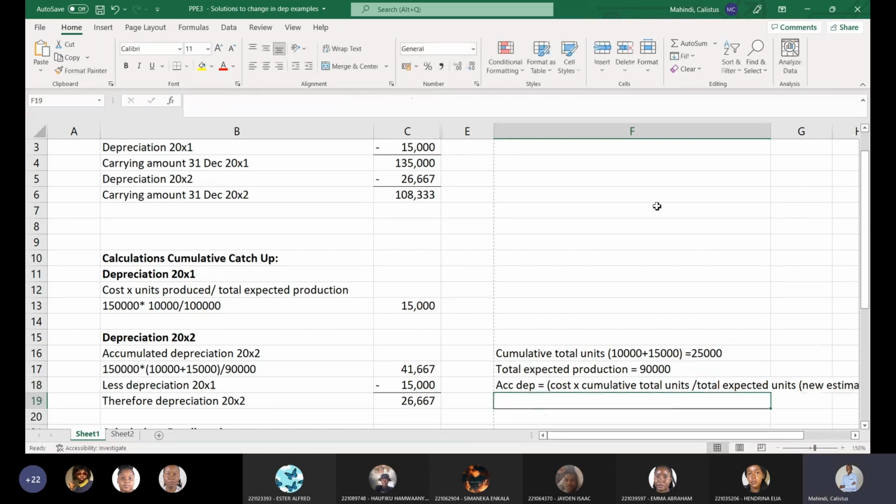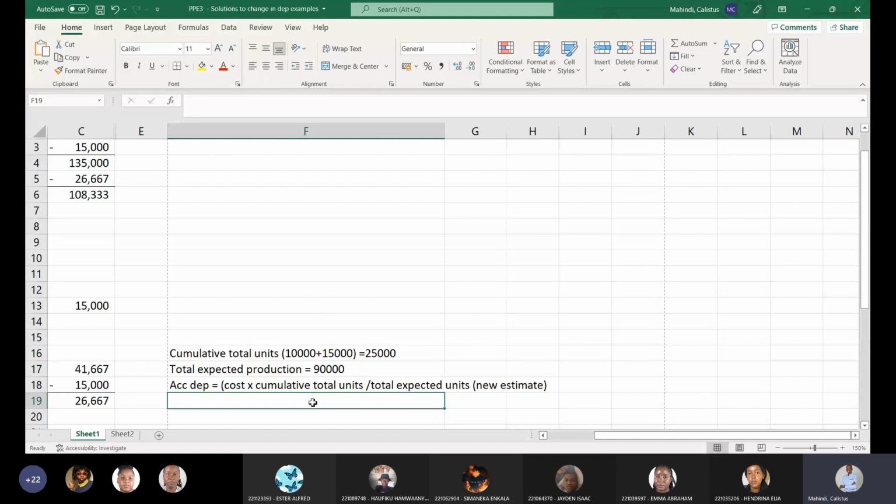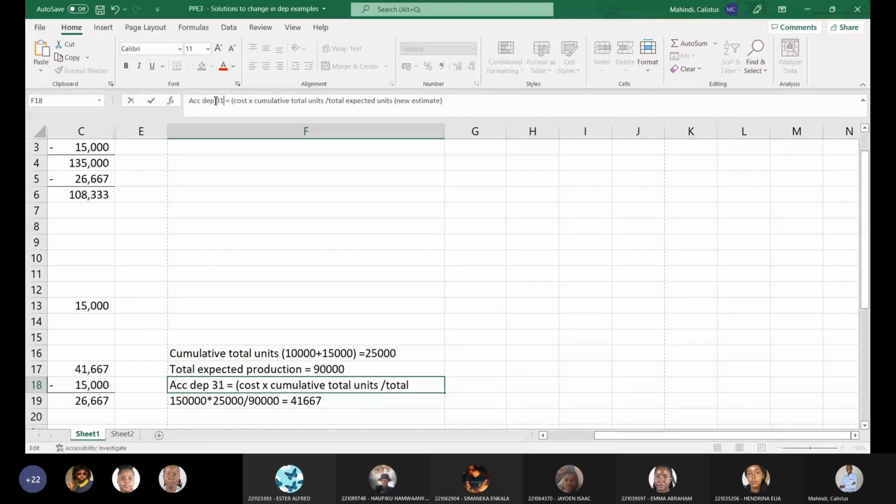So if we were to put it, the cost was 150,000 multiplied by the cumulative total units divided by the total expected units, which is the new estimate, we would arrive at an amount of 41,667. So that would have been the total accumulated depreciation at 31 December 20x2.